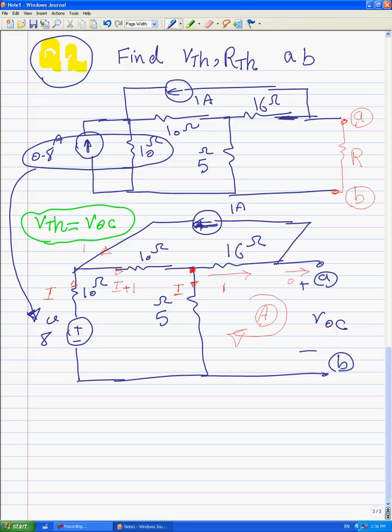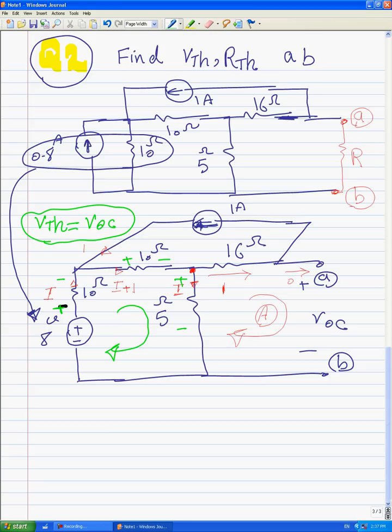Again, we have 1 amp here. We defined this I. KCL says this current is I plus 1. And we have 1 amp here. That's why the current here should be I. We have positive and negative here, positive and negative here, positive and negative here. If we apply KVL here, immediately we can find I.